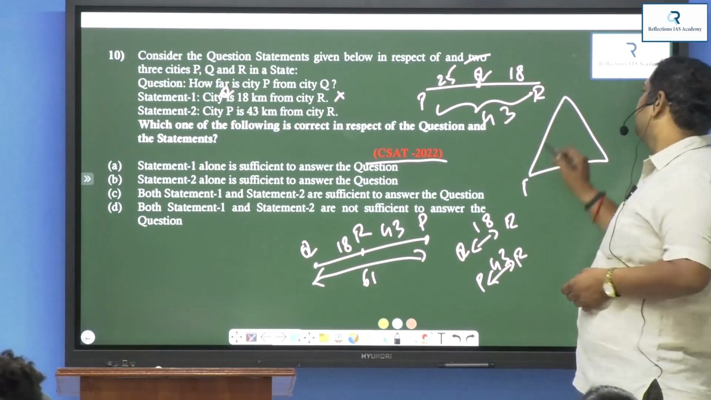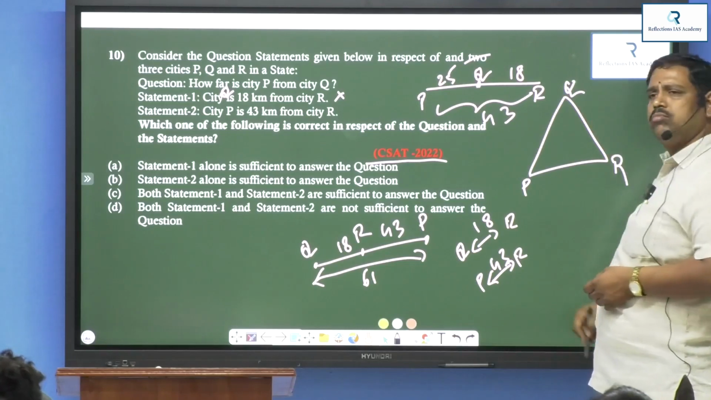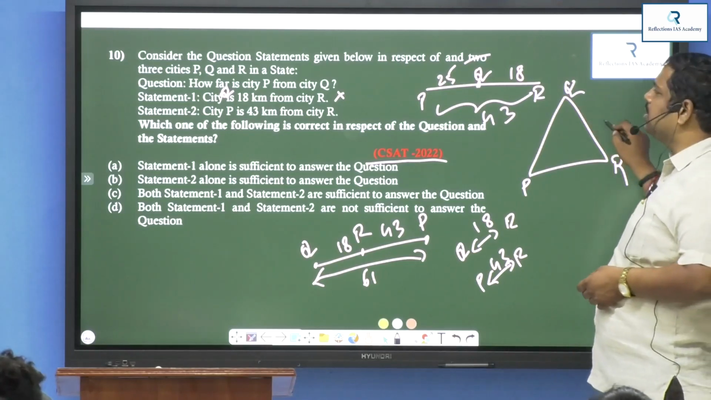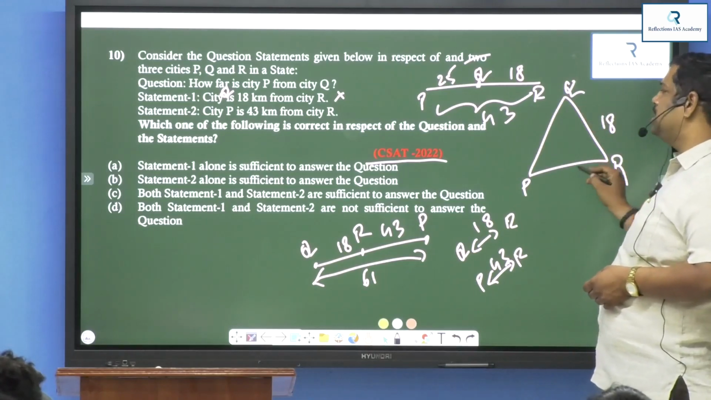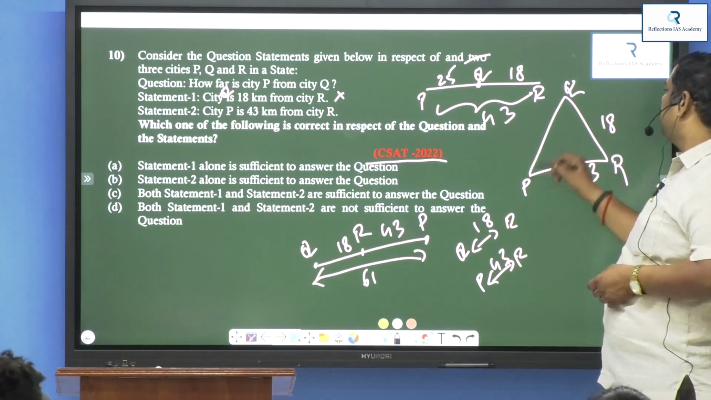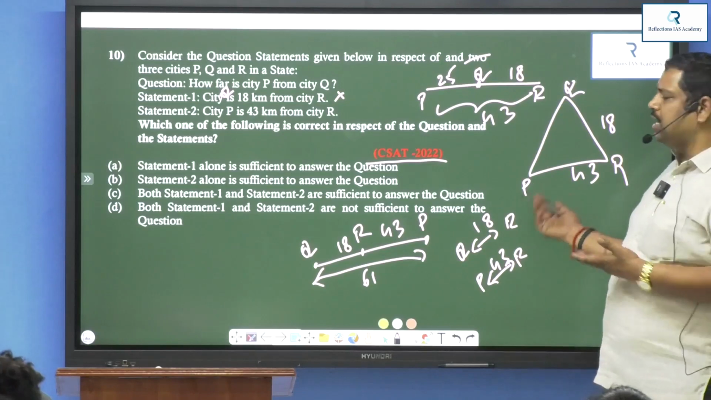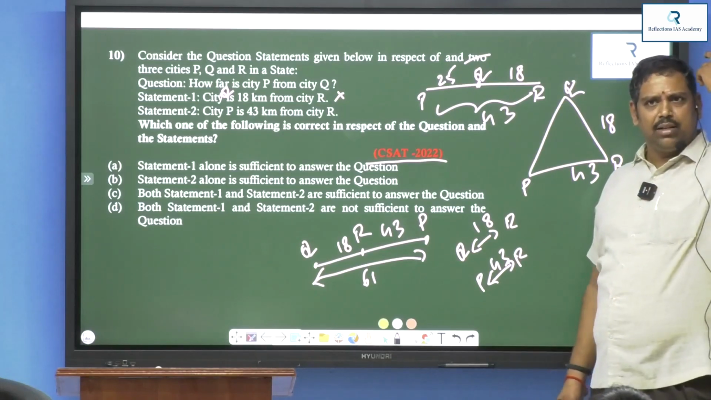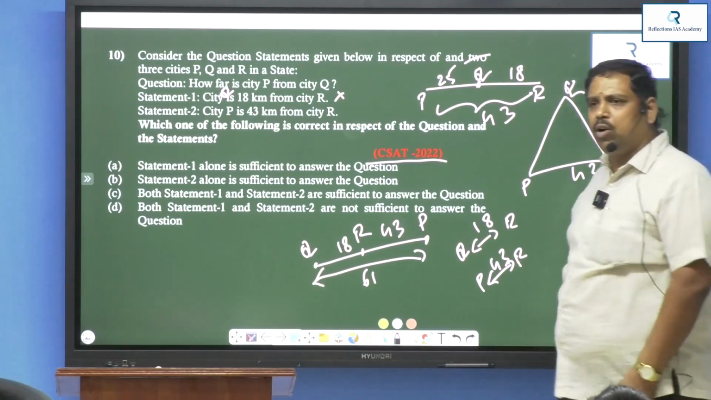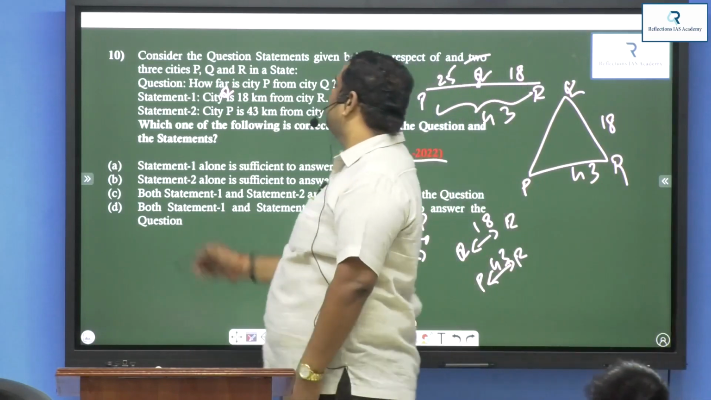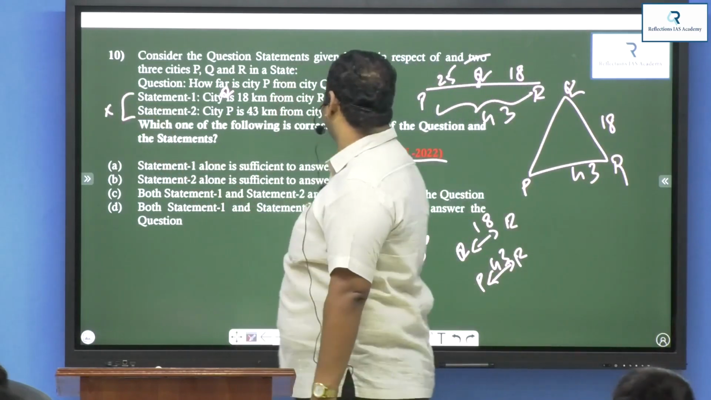So this is P, sir. This is Q, sir. This is R, sir. Distance between Q and R is how much? Distance between P and R is how much? What about this? I am unable to decide. Yes or no? How many cases are there? Only one case or so many cases? So answer is possible or not possible? So that's why both together also not possible.